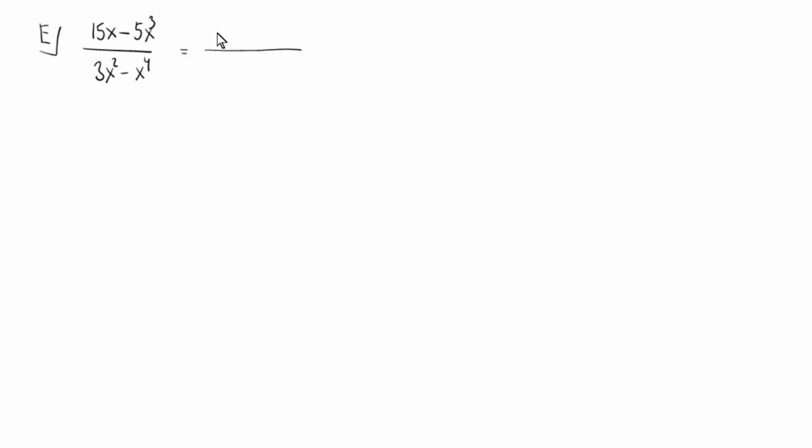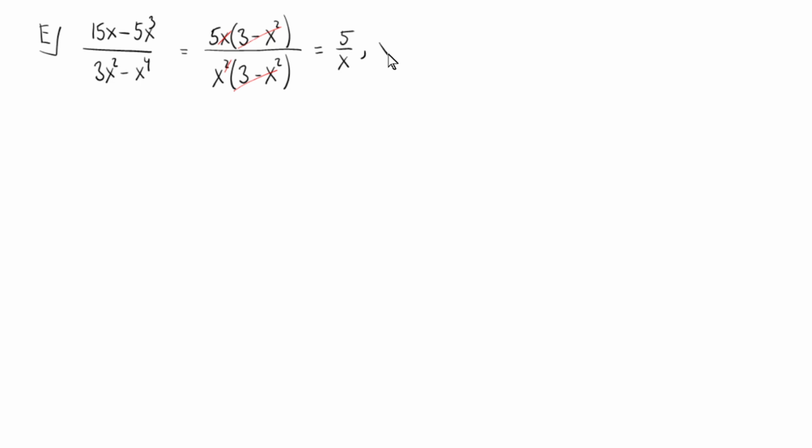In the numerator, the greatest common factor is going to be 5x, leaving us with 3 minus x squared. In the denominator, we can factor out x squared, leaving us with 3 minus x squared as well. So now we see that we can cancel the 3 minus x squared in the numerator and the denominator, as well as the x in the numerator and one of the x's in the denominator.